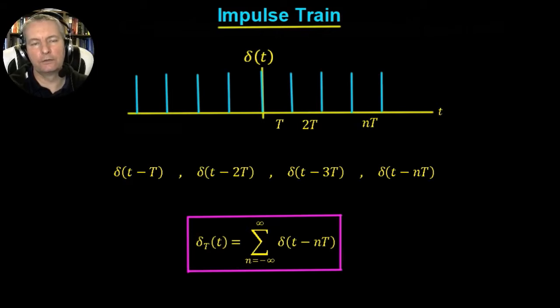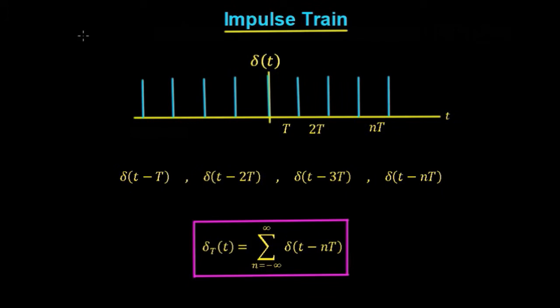But in this video we're going to just look at the impulse train and work out why an impulse train in the time domain gives you an impulse train in the frequency domain. So let's look at the impulse train. Now we have an intuitive understanding of an impulse train.